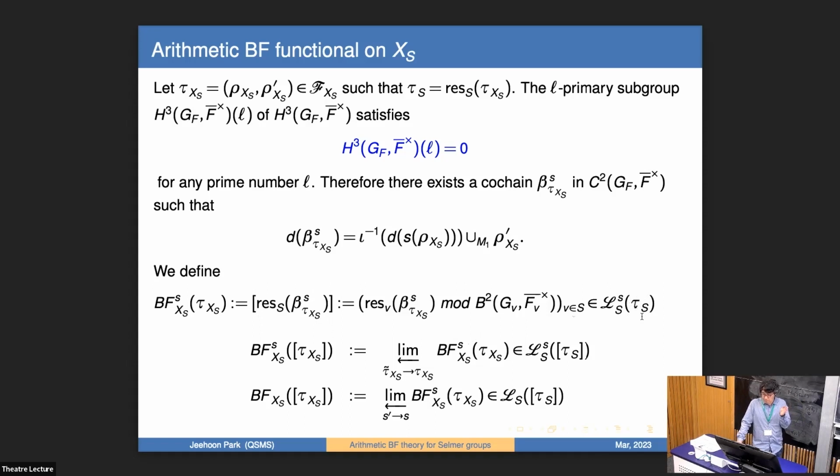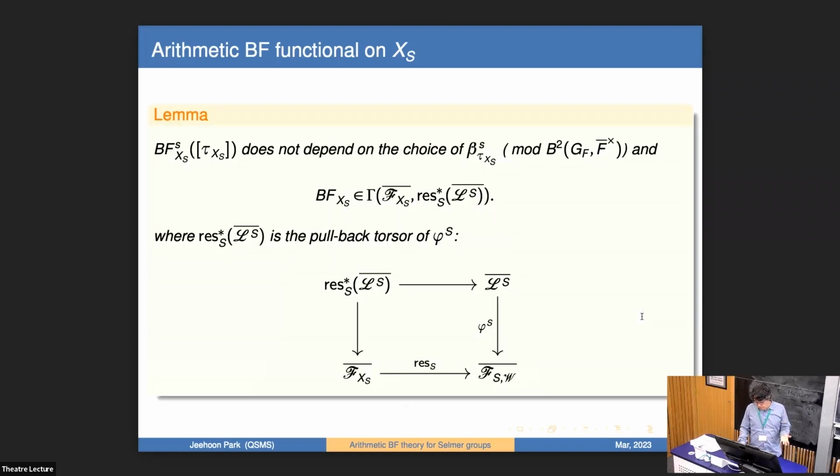Tau S is like tau V is in S. Right. And then you can take the projective limit, and actually these are invariant sections. You can check that these are invariant sections. And this invariant section actually doesn't depend on a choice of this modulo B2 of G_F, F-bar^*. And in fact, it's an element in the pullback. So this is coming from a two-dimensional thing, and it's a restriction map, and then you take a pullback, then BFS is a section of that pullback line, pullback torsion.